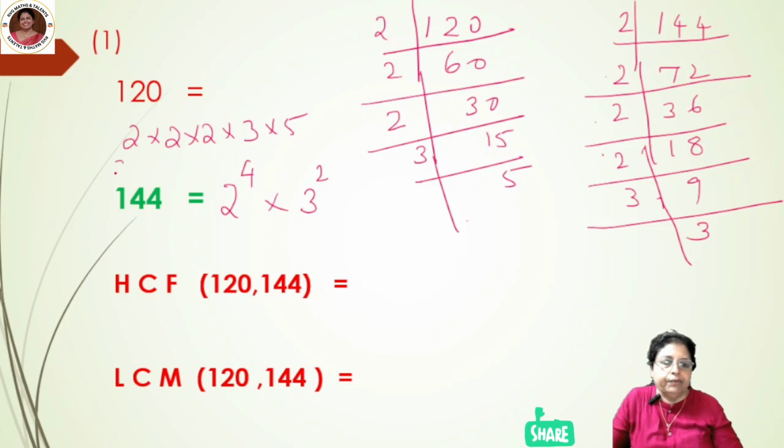Here what we got? Here it is 2 cubed times 3 times 5. Then what is HCF? HCF means common factors only. 2 is a factor here, 2 is a factor here.